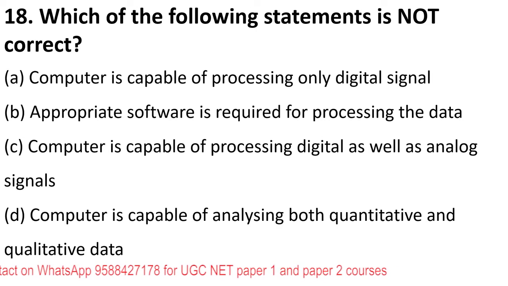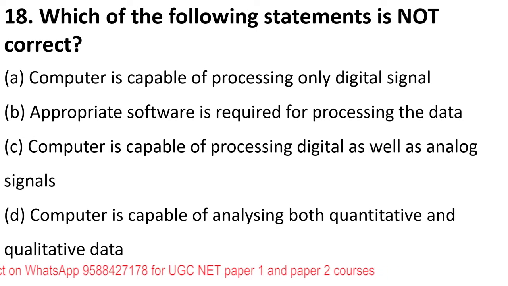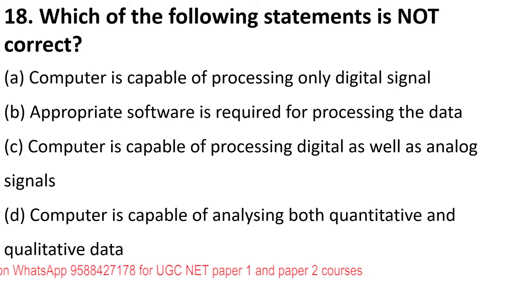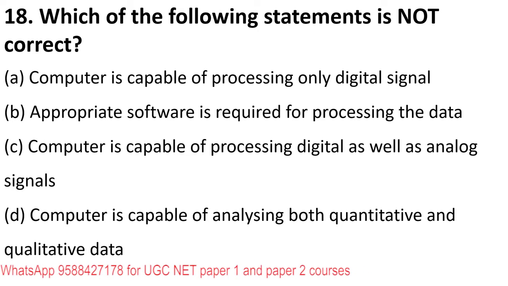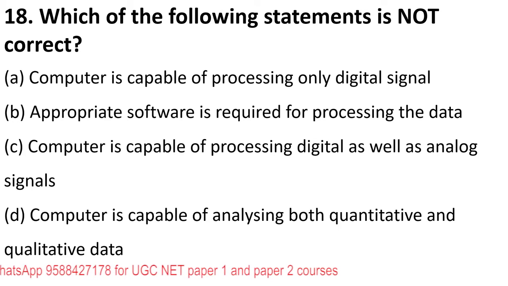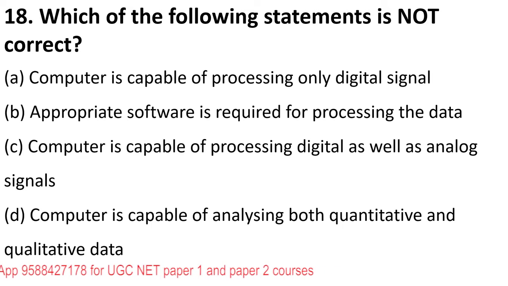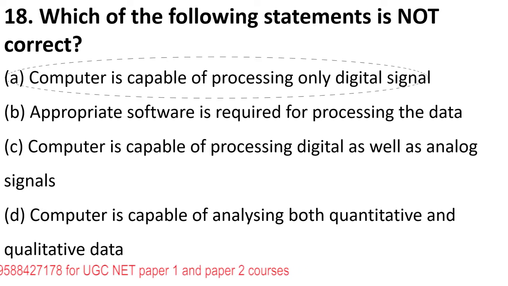Okay. Next is which of the following statement is not correct? Option A is computer is capable of processing only digital signals. So this is not right. A computer can process both digital and analog signals. You know, there is something called hybrid computers. So that can also process analog signals as well. So that means this option is incorrect, right?